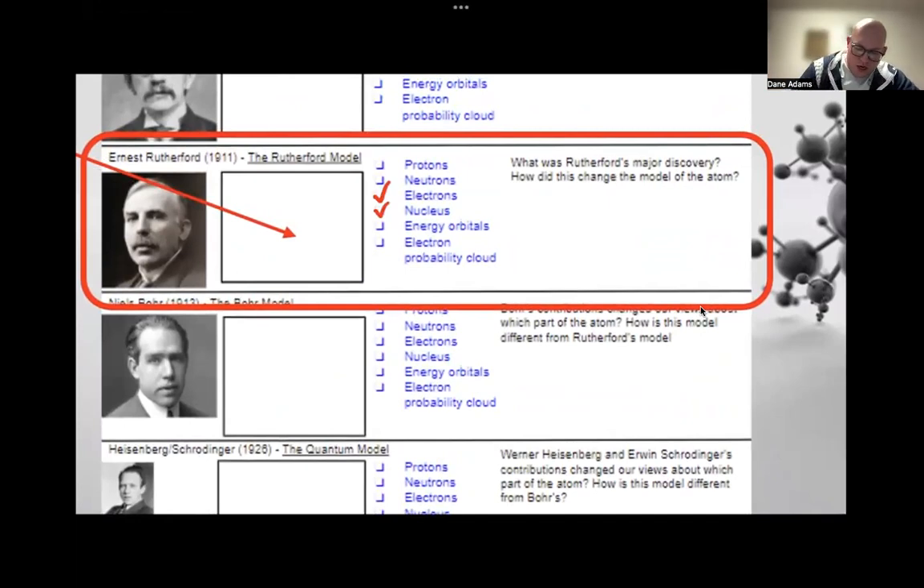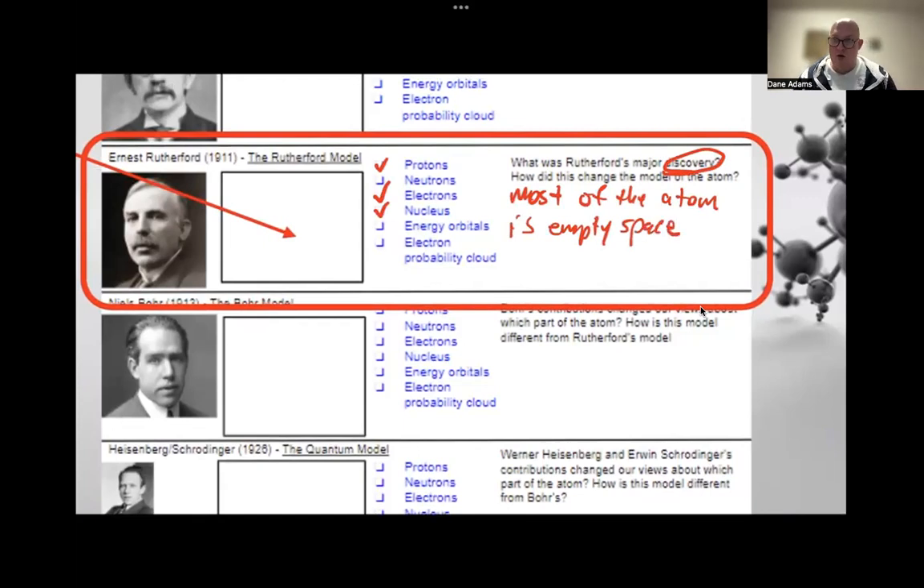Okay, we can also put a check mark next to this proton, right? Proton is really what Rutherford describes as the positive particles that make up an atom, but they're all concentrated in the center. Okay, right over here, what was Rutherford's major discovery? Again, most of the atom is empty space. And really all of the matter, all of the mass is in the nucleus.